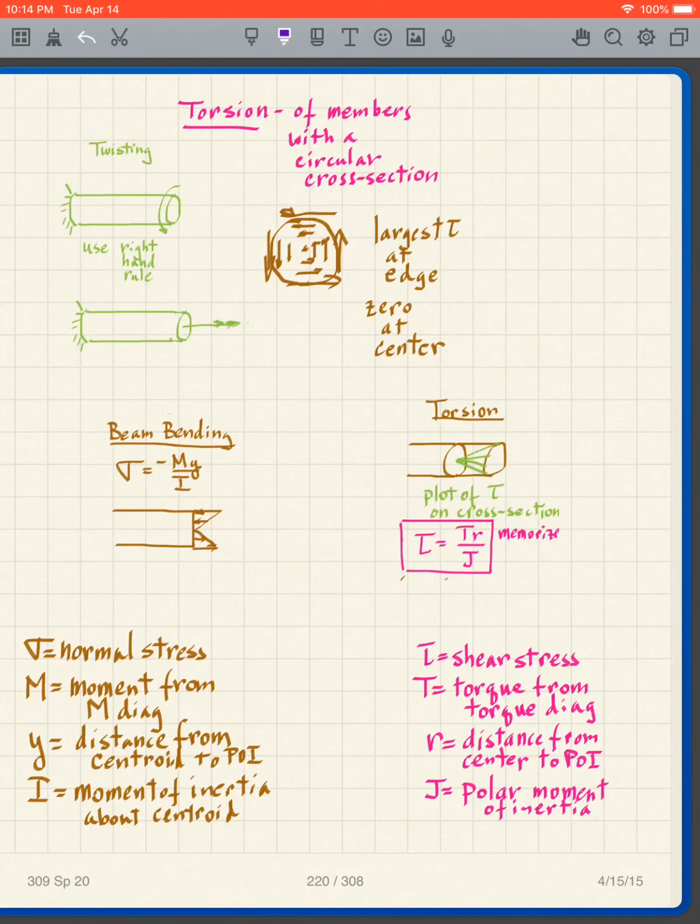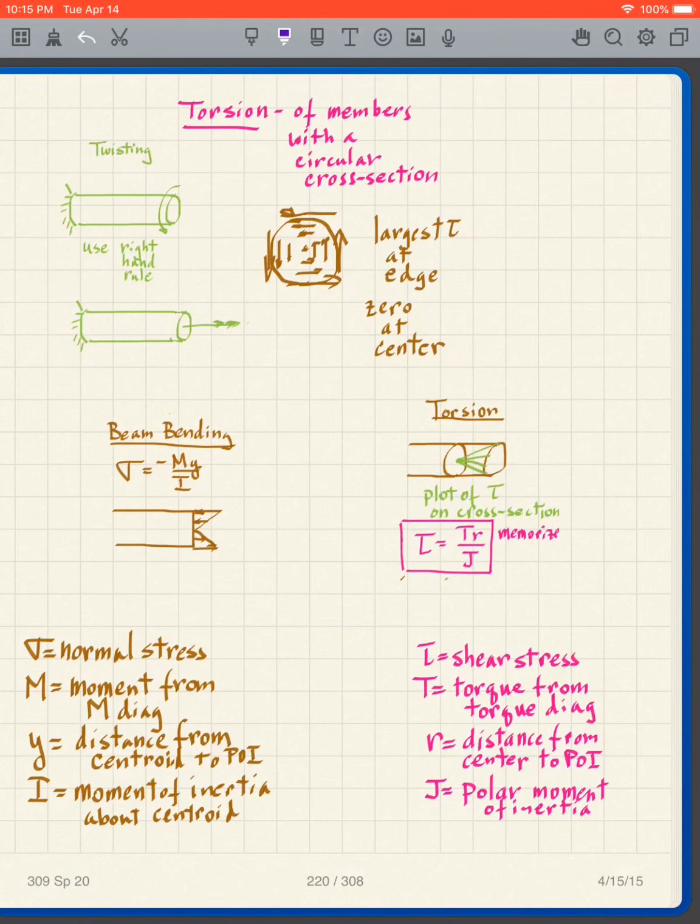It could be a solid cylinder, it could be a hollow cylinder. For the time being, let's think of one that's solid. We could plot these shear stresses on our cross section, and if you can see what I've drawn here, we have 0 at the center, and then this looks like an inverted ice cream cone, indicating that the stresses get greater and greater toward the edge.